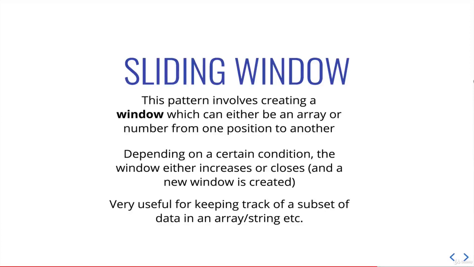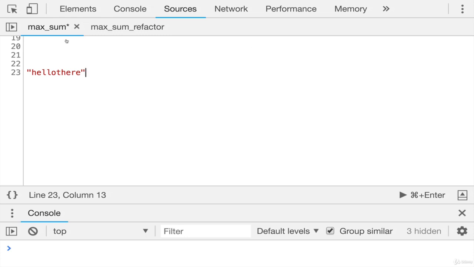All right, welcome back. The next pattern we'll talk about is called the sliding window. This really is useful when we have a set of data like an array or a string again, and we're looking for a subset of that data that is continuous in some way. So for example, here's a string.